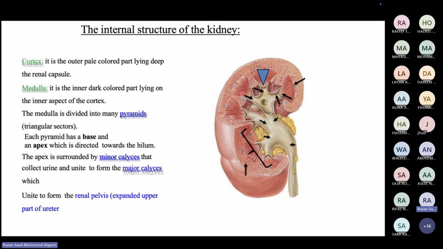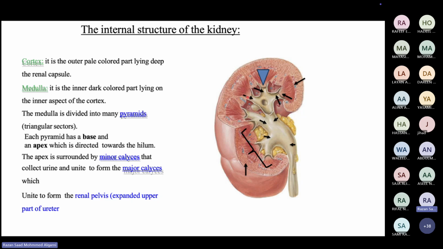Let's elaborate more about the pyramids. As you can see, the medulla is divided into many pyramids. Each pyramid, which is triangular in shape, has a base that is exposed to the cortex, so related to the cortex, and it has an apex, which is directed to the hilum, which is the medial aspect of the kidney.